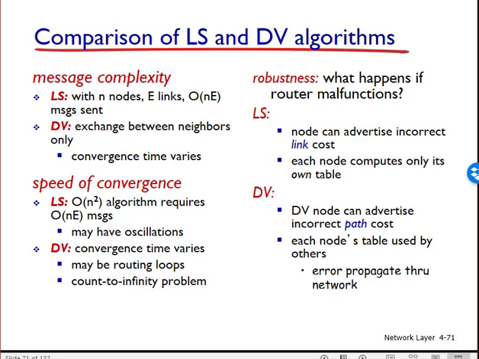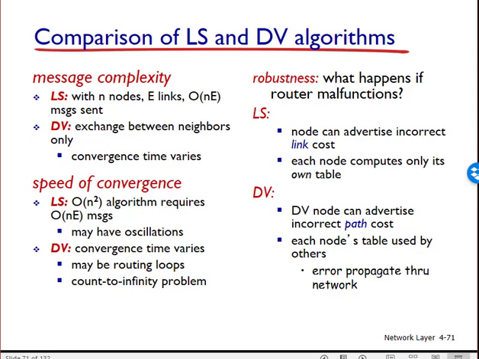Regarding the issue of message complexity, we have seen that link state requires each node to know the cost of each link in the network. This requires many messages to be sent. Also, whenever a link cost changes, the new link cost must be sent to all nodes. The distance vector algorithm requires message exchanges only between directly connected neighbors at each iteration.